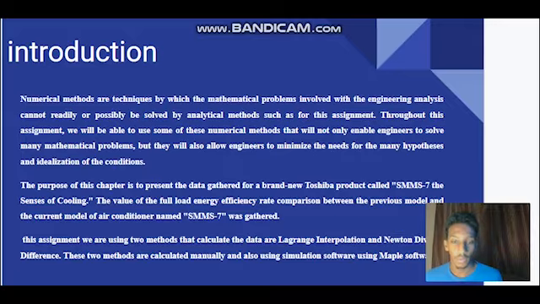In this chapter, we present data gathered for a brand new Toshiba product called SMMS 7. The value of the full load energy efficiency rate in comparison between the previous model and the current model of air conditioner was greater. In this assignment we are using two methods to calculate the data: Lagrange interpolation and Newton divided difference.